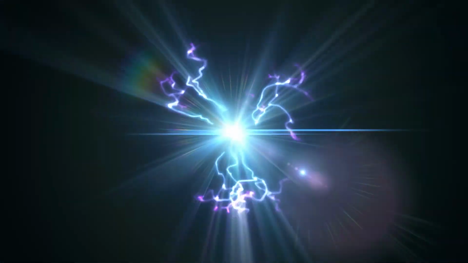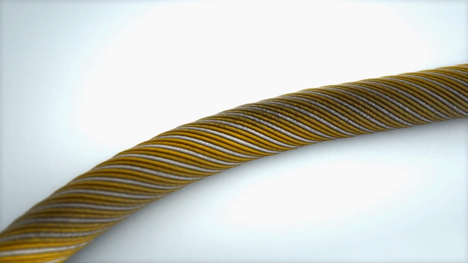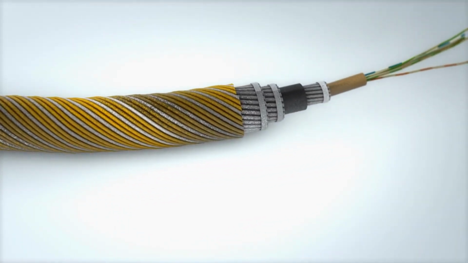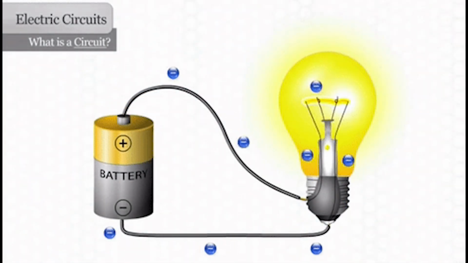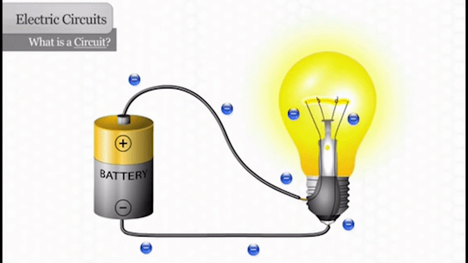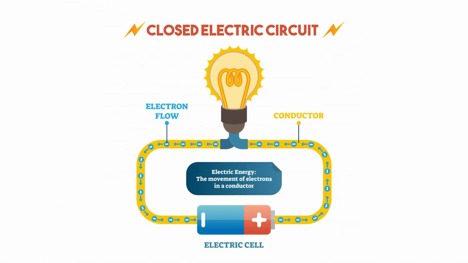Although electrons can jump from time to time, they cannot move freely through the air to a positively charged atom. They need a medium through which they can move. When a source of energy like a battery is connected to a load such as a light bulb through a conductor, the electrons can move from the battery to the light bulb and back again. We call this a closed electric circuit.